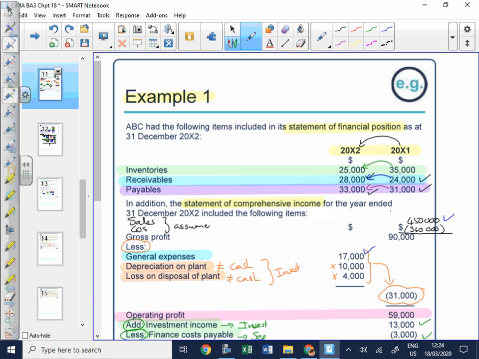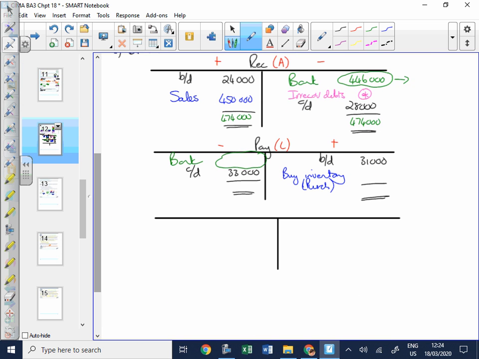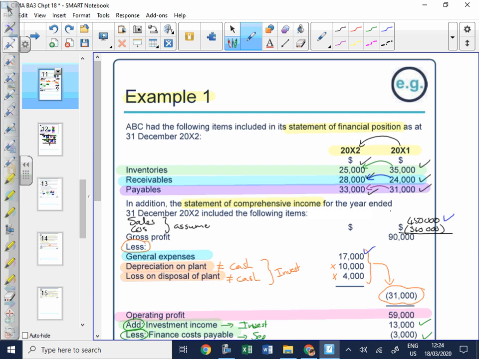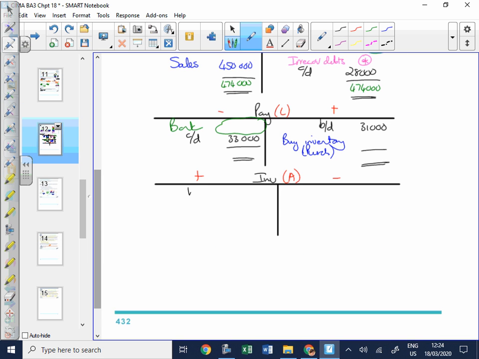But if you have a look here, I do have inventory. Opening balance 35, closing balance 25. So that means I'm going to draw up an inventory account. It's an asset. Let's get those numbers again. 35 and 25. Opening balance 35. Closing balance 25. My inventory will go up when I buy and down when I sell.